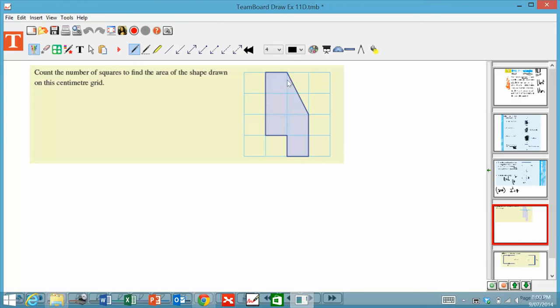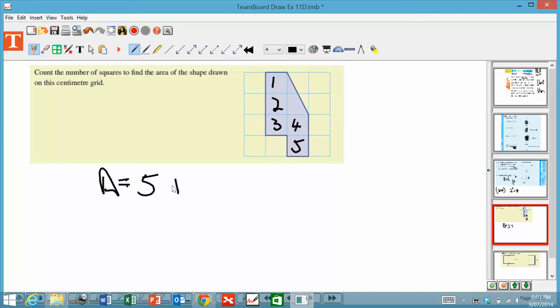The only thing you've got to be careful of here is that some of the shape doesn't cover the entire square, so you've got to work out how much of the square is covered and put parts of squares together to make a full square. All right, so if we're going to count the squares to calculate the area of this shape, we've got a full 1 there, a full 1 there, a full 1 there, 3 full ones, 4 full ones, 5 full ones.